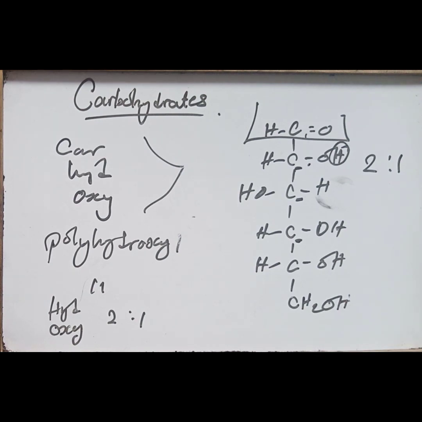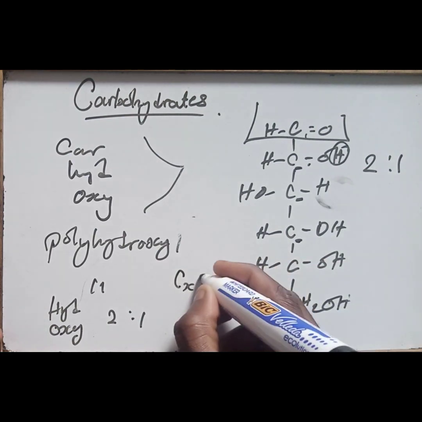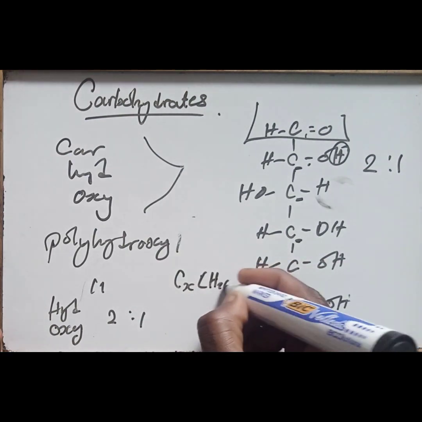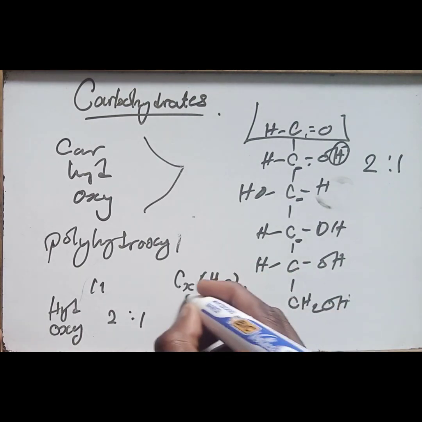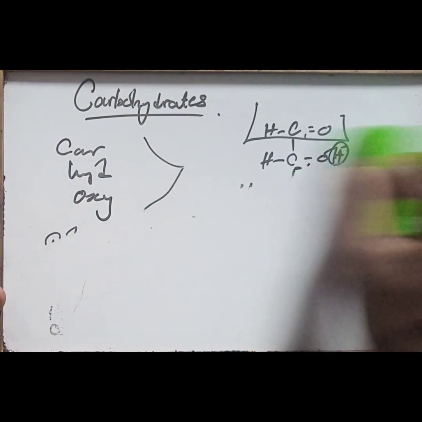Apart from that, we also have to know that carbohydrates have the general formula, which is Cx(H2O)y, where x and y are variables and they can sometimes be the same, sometimes they will differ. So this is the general formula for carbohydrate. Let us look at the classification for carbohydrate.